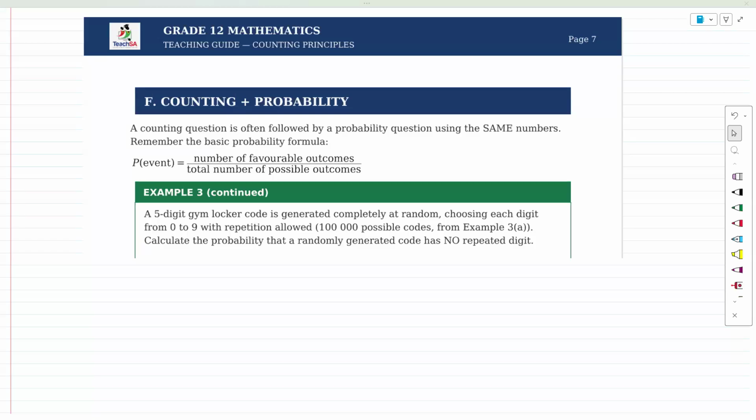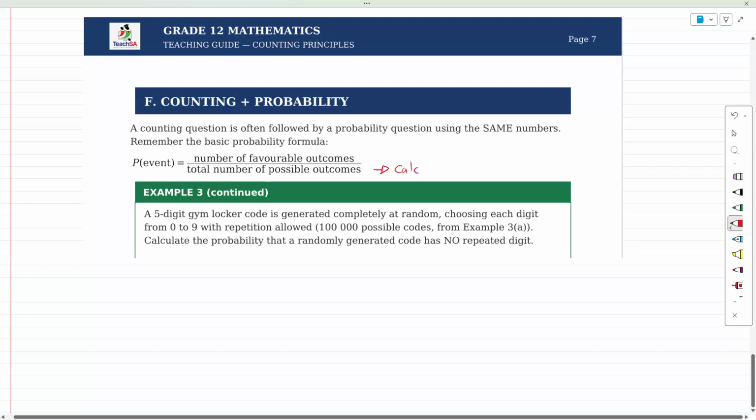Okay, guys, this is the counting principle plus probability. The counting question is often followed by some sort of probability question, and it's always using the same numbers. You can just remember a really basic formula: whatever event they're talking about is equal to the number of favorable outcomes over the total number of possible outcomes. We generally calculate this with the counting principle, and then they give us something.